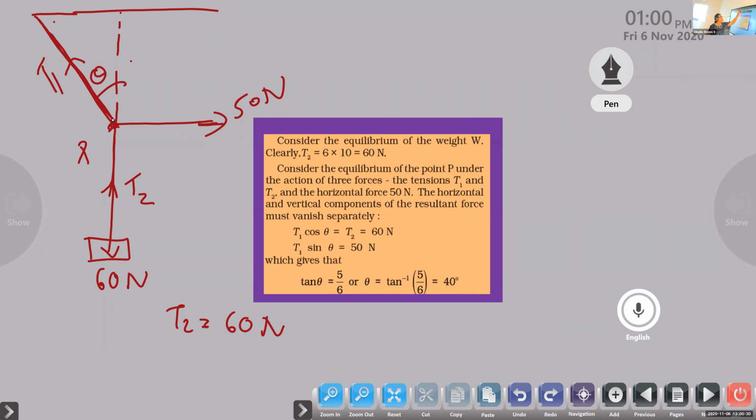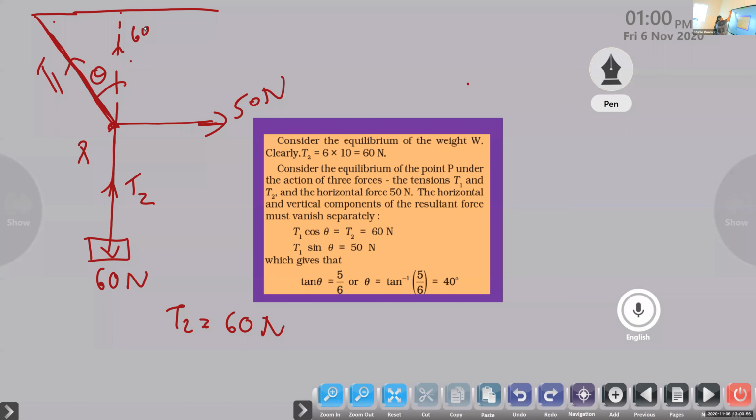T1 is the resultant tension. Now you look at the upward. If T2 is 60, here also it should be 60. Correct? After P also it should be 60. So that is the idea we have given. And this is the resultant force.